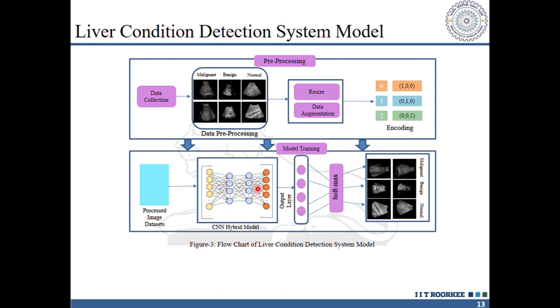The processed images are then passed into the CNN based hybrid deep learning model. During training, the model learns patterns from ultrasound images. The final layer is the softmax layer. It converts output into probability values for each class. So finally, the model classifies the liver images into normal, benign and malignant.